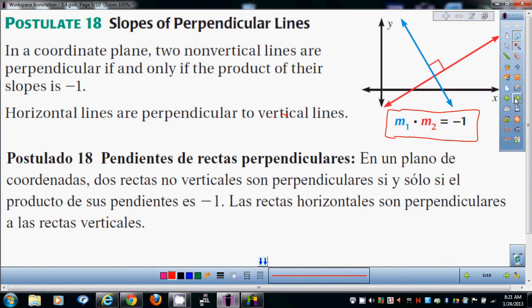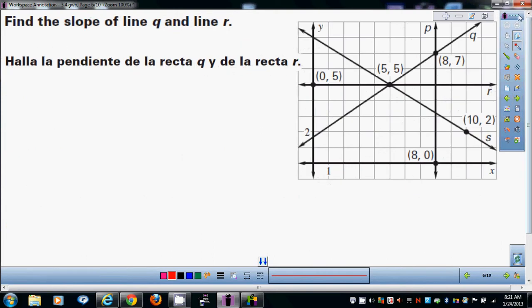Examples. Find the slope of P and Q. So here we go. I'm sorry. Find the slope of Q and R. What 2 points lie on line Q? Here's Q. What are 2 coordinates that lie on Q? That's right, (5, 5) and (8, 7). Now the slope, y2 minus y1 over x2 minus x1.